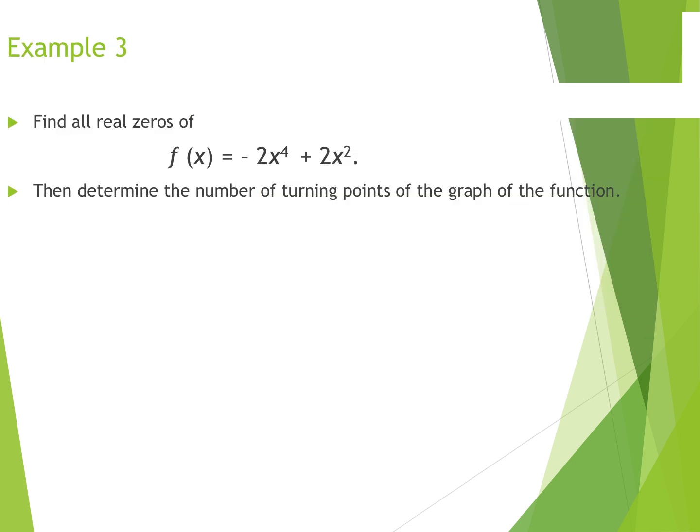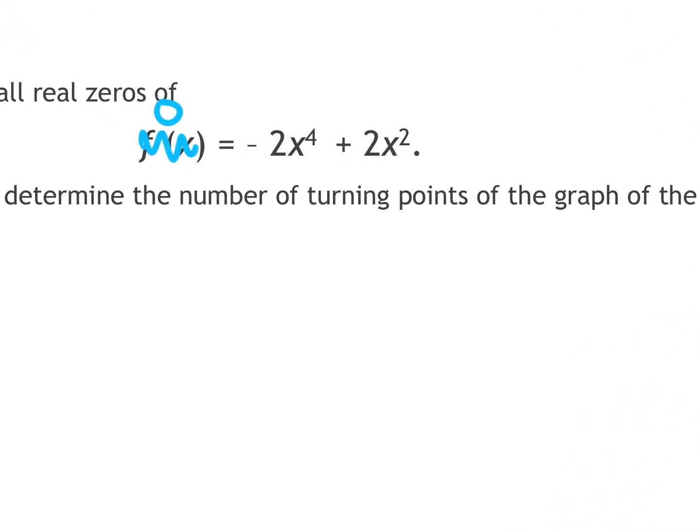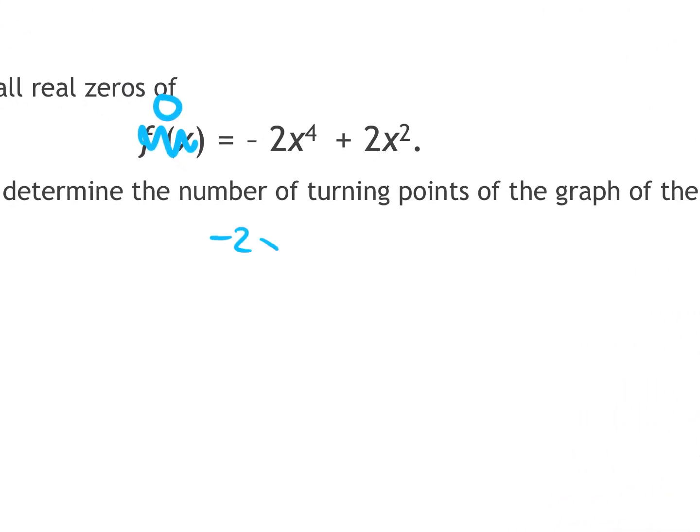In example 3, we're going to find all the real zeros. What would we do to find the zeros? We're going to set it equal to 0. And then what? Awesome. I'm going to take out the GCF. So it's negative 2x squared. When I take out negative 2x squared, I'm left with what? x squared plus 1. If I divide this by negative 2x squared, minus 1. Perfect.